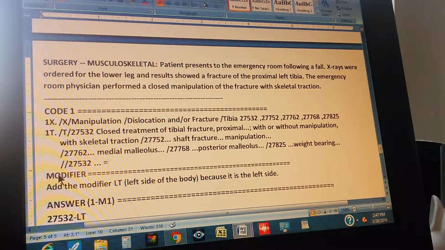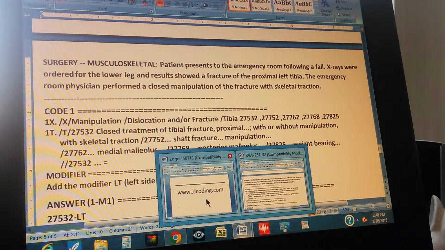Now, we need a modifier. Can you read what it says there? Add the modifier LT, left side of the body, because it is the left side. The problem tells you that it is the left side. So the answer is 27532-LT.